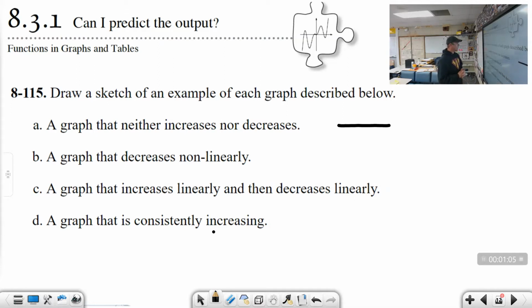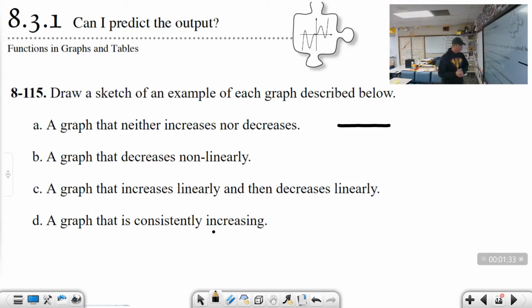Okay. B, a graph that decreases non-linearly. Remember, non-linearly is a not line. So you need to draw some sort of curve that starts in the upper left-hand corner of your graph and goes down. That's one option. Or maybe it goes this way. Or maybe it goes squiggle. I don't know. Non-linearly. Those are three options.